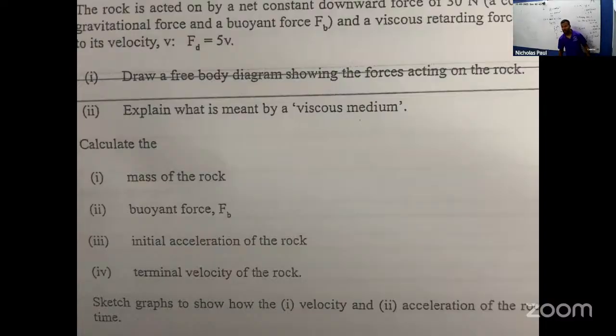Right. Let's sketch the graph. What does the velocity time graph look like, Adam? What does the velocity time graph look like? Look at right here. You sure? And the value is what? 6, right? What will the acceleration time graph look like?